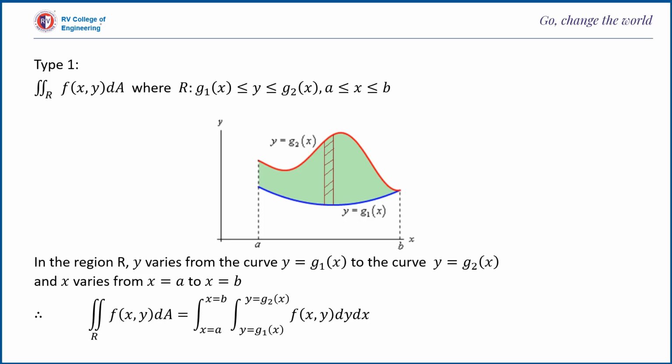So to evaluate this double integral, first we integrate f of x comma y with respect to y between the limits g1 of x and g2 of x, which gives purely a function of x, and this function of x is then integrated with respect to x between x equal to a to x equal to b, which is the result of the double integral.